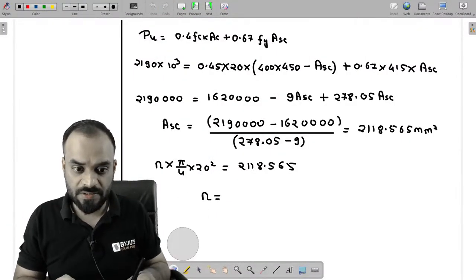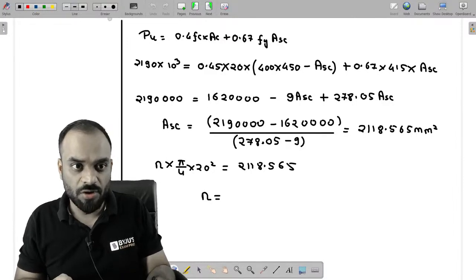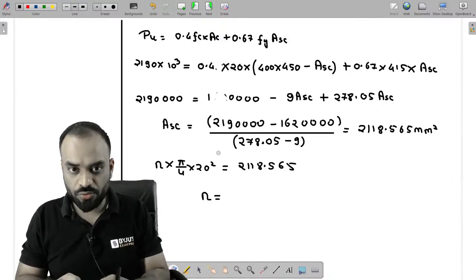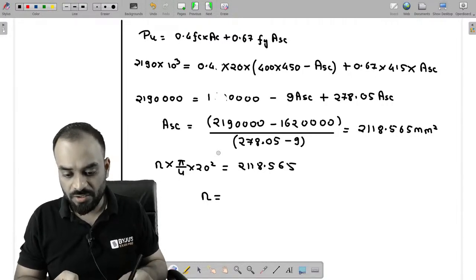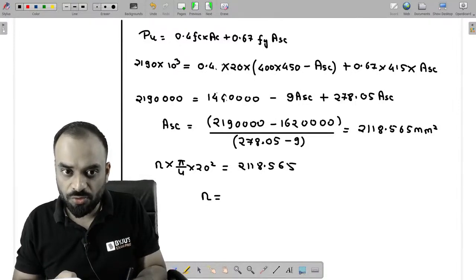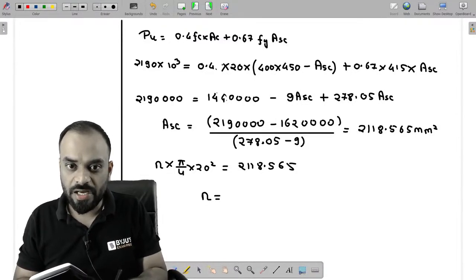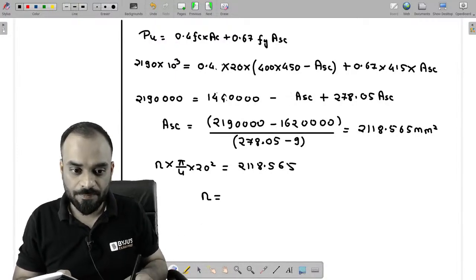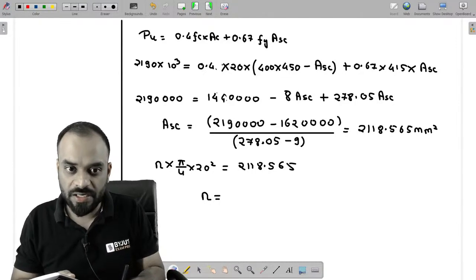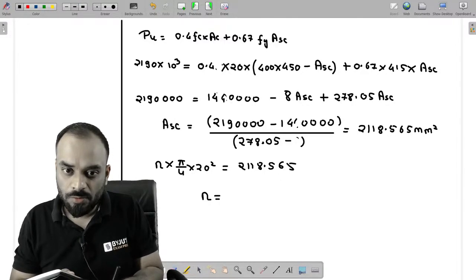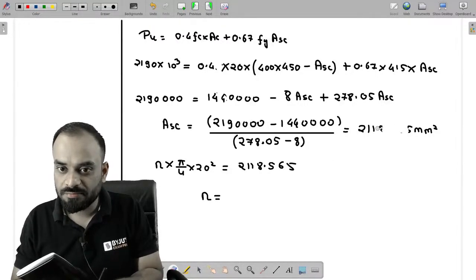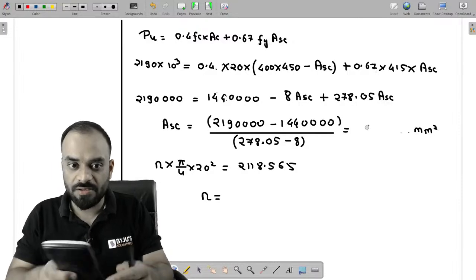Wait a second, guys. Just a second. I think we have done a small calculation mistake. This value should be 0.4, right? So we need to write it accordingly. So 0.4 into 20 into 400 into 450. So this value is actually different. It is 1440000. Sorry for this one, right? And what about this one? 0.4 into 20. So this value is not 9. It should be 8. I think that the rest of the calculation is correct. Let's correct it. And this should be 8. Okay. Let's calculate the area. Kindly calculate the area once again.